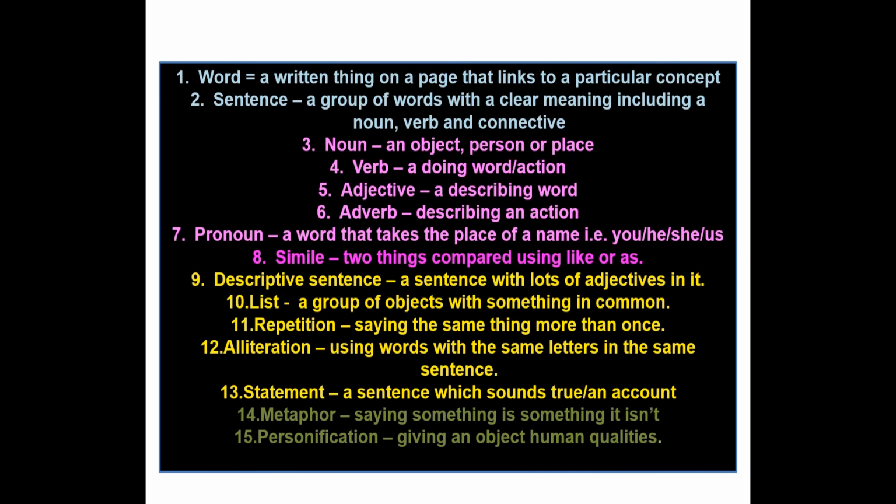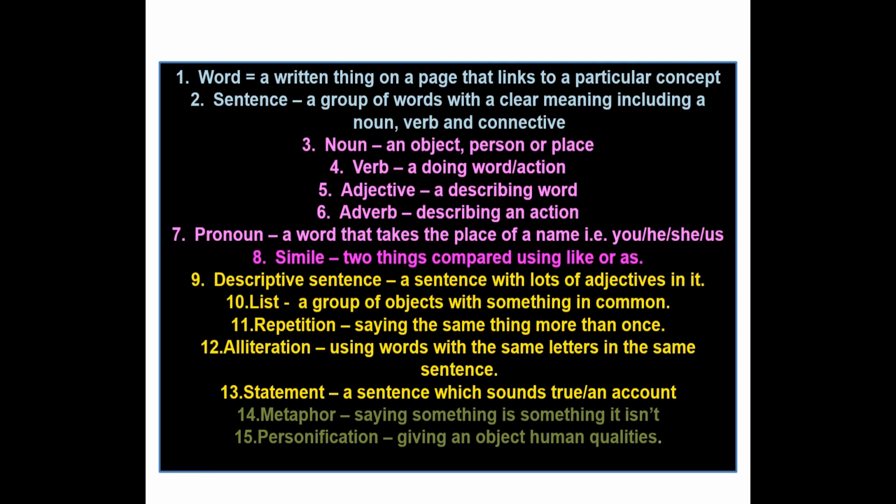So answers then for technical language, what each word means. We have a word, which is a written thing on a page that links to a particular concept or idea. A sentence is a group of words with a clear meaning, including a noun, verb, and connective. Number 3, a noun is an object, person, or place. A verb is a doing word or action. An adjective is a describing word.